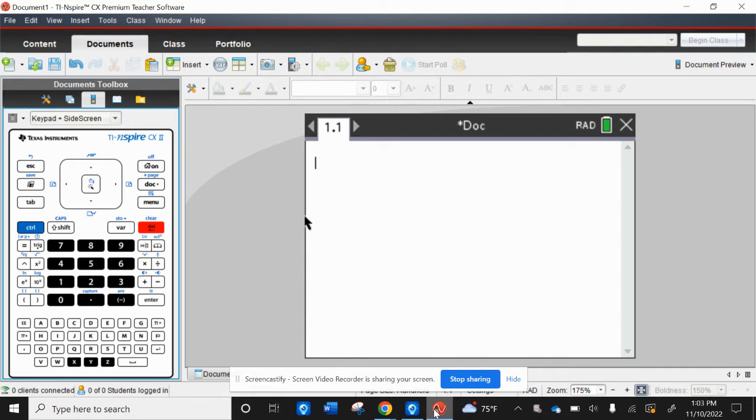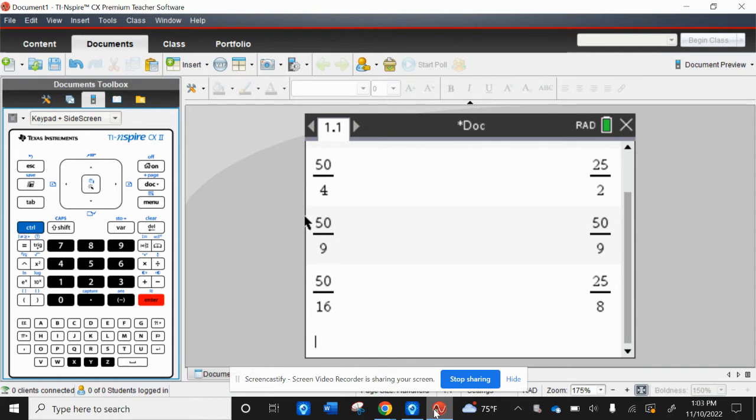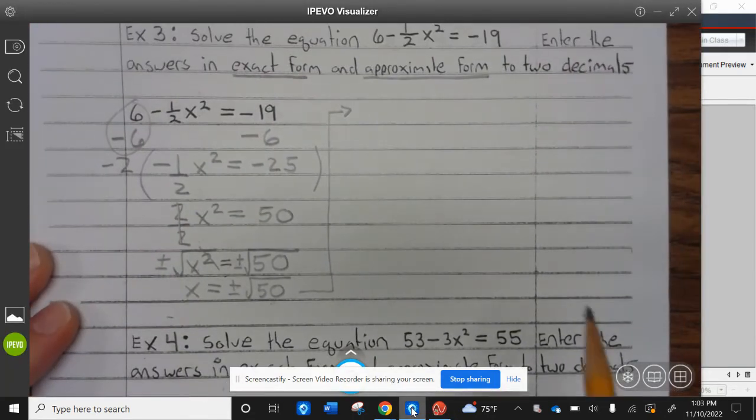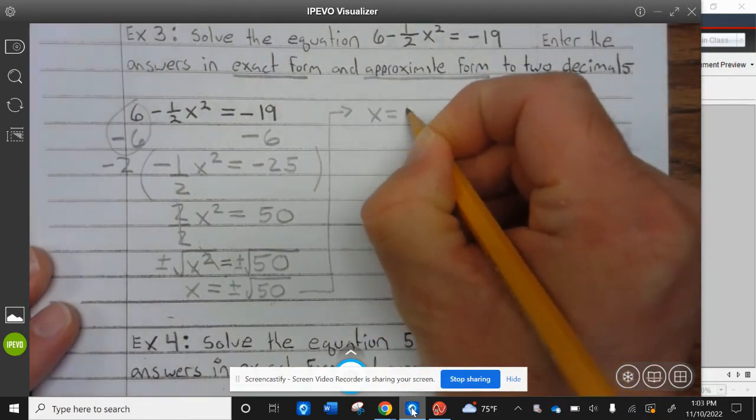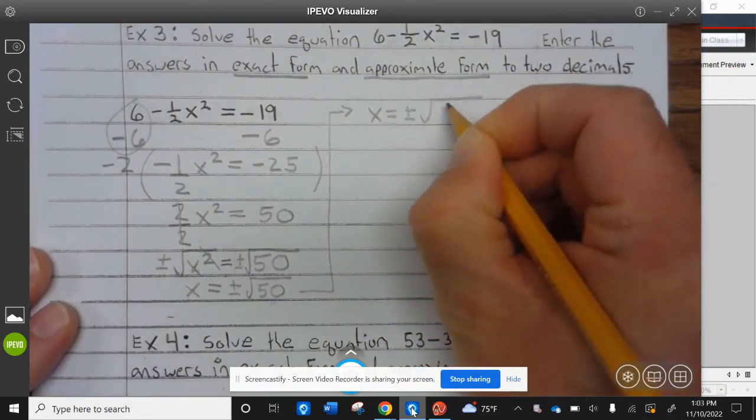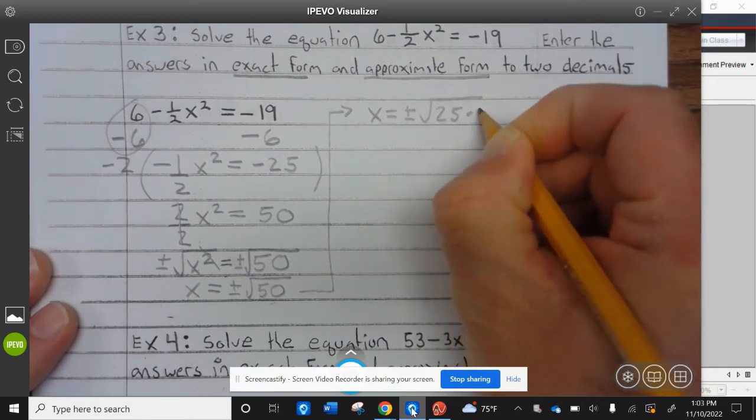So 50 divided by the first perfect square is 1, but that doesn't help us. Let's try 50 divided by 4. That doesn't work. 50 divided by 9. That doesn't work. 50 divided by 16. That doesn't work. 50 divided by 25. That works. So we can write x equals plus or minus the square root of 50 as the square root of 25 times 2.